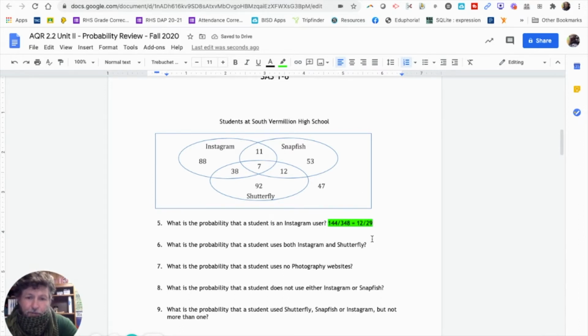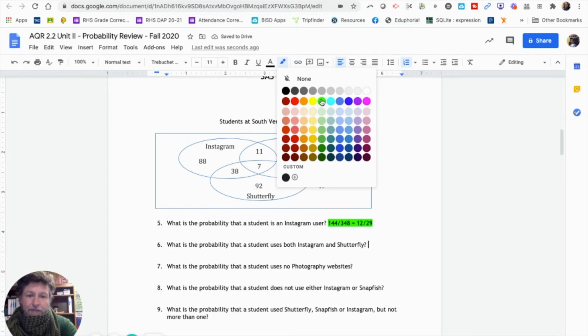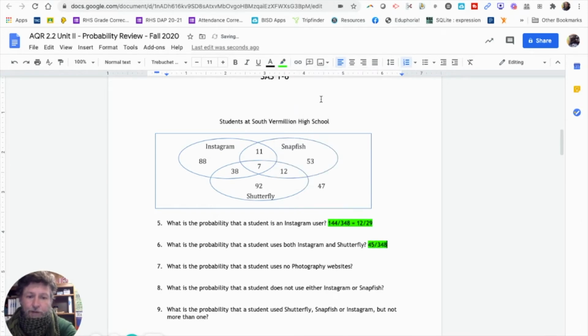What's the probability the student uses both Instagram and Shutterfly? So if they use both Instagram and Shutterfly, the only thing that we should concern ourselves with is, number one, what is the sample space? We've already considered that. That's 348. And then how many people use both Instagram and Shutterfly? Now, it doesn't say only Instagram and Shutterfly. It says both Instagram and Shutterfly. So that is the 38 and the 7, the intersection of these two circles, the Instagram circle and the Shutterfly circle. So it's 38 plus 7, which is 45. So the answer is 45 over 348.